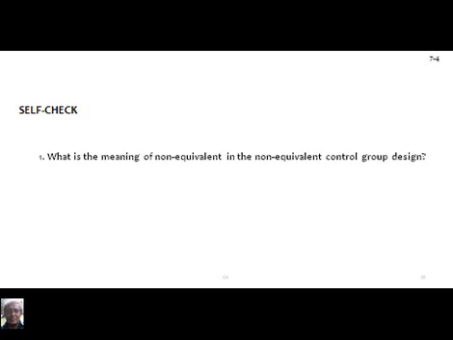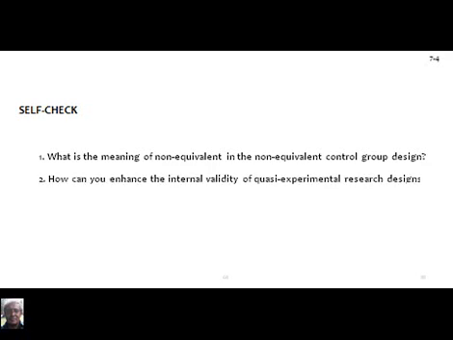Self-check. What is the meaning of non-equivalent in the non-equivalent control group design? How can you enhance the internal validity of quasi-experimental research designs? When would you use the interrupted time series design?